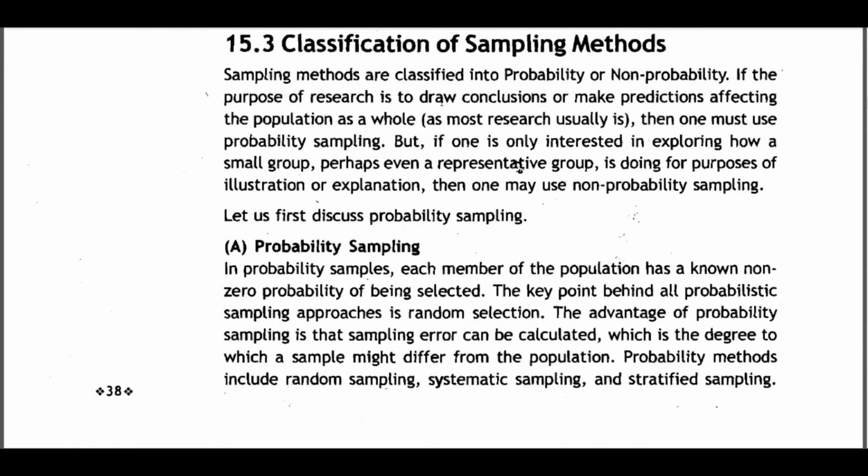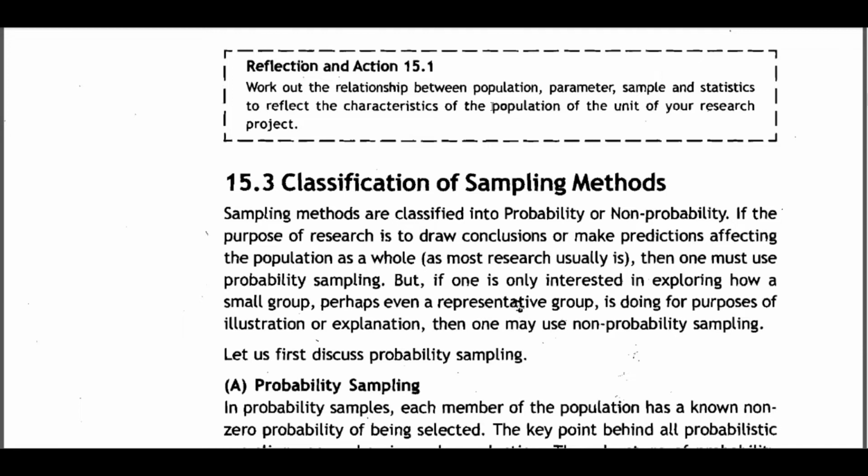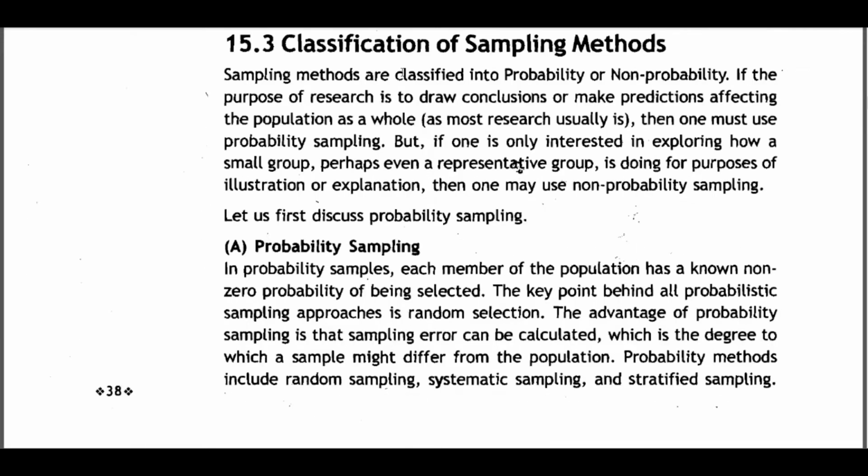15.3 Classification of sampling methods. Sampling methods are classified into probability or non-probability. If the purpose of research is to draw conclusions or make predictions affecting the population as a whole, as most research usually is, then one must use probability sampling. But if one is only interested in exploring how a small group, perhaps even a representative group, is doing for purposes of illustration or explanation, then one may use non-probability sampling. Let us first discuss probability sampling.